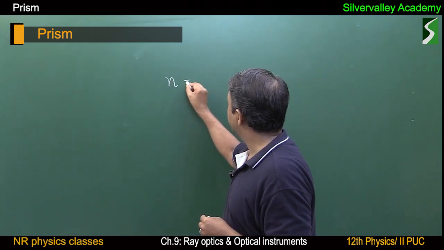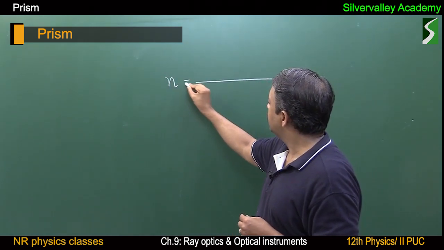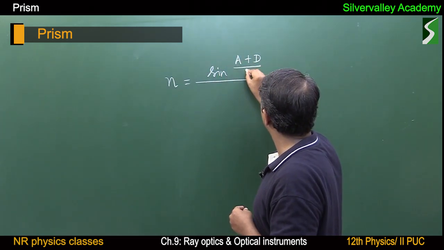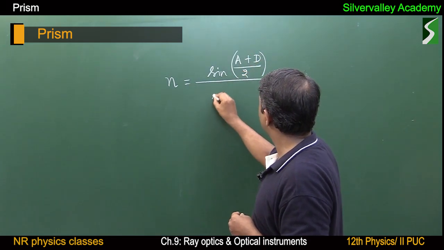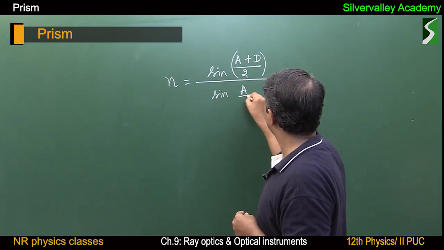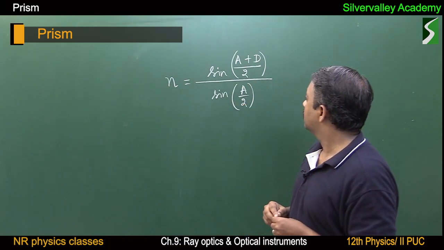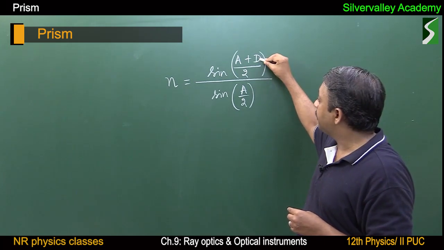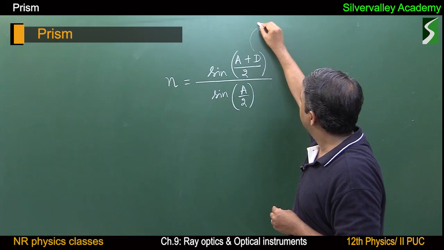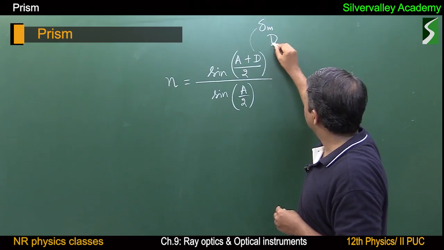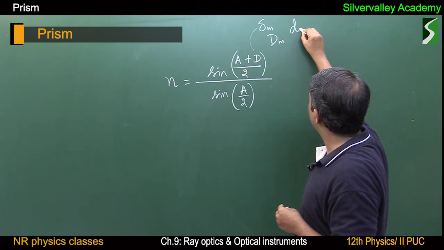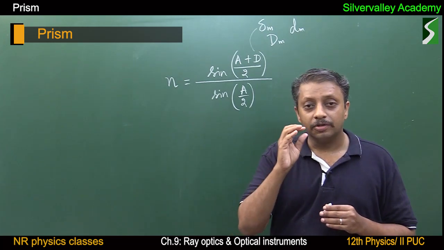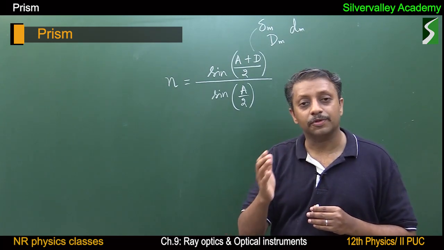Expression for refractive index given by n equal to sin (A plus D)/2 by sin A/2. A is the angle of the prism, D is the minimum deviation, so I use capital D. Sometimes people may use delta m, capital D m, small d m. So be flexible with notations. Whichever notation you use, you just mention once and then proceed.